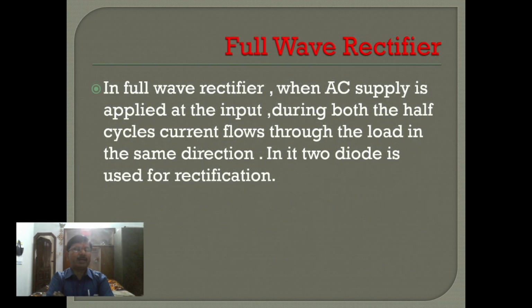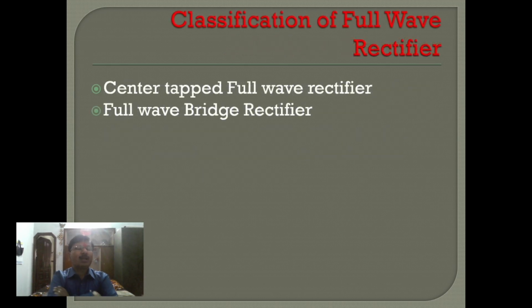Full wave rectifier. In a full wave rectifier, when the AC supply is applied at the input, during both the half cycles, current flows through the load in the same direction. In it, two diodes are used for rectification. Classification of full wave rectifier. Full wave rectifier is of two types: center tapped full wave rectifier and full wave bridge rectifier.